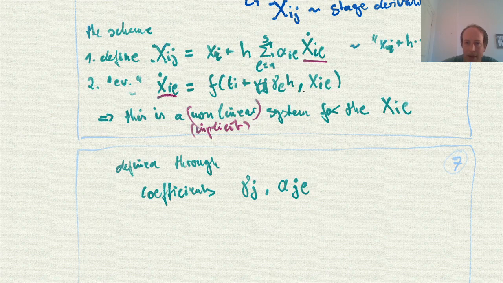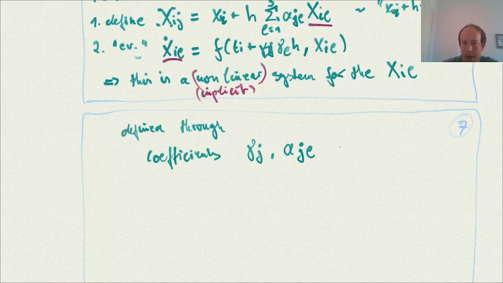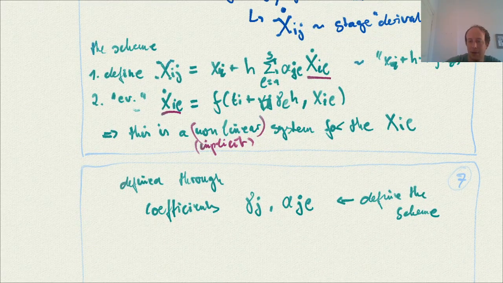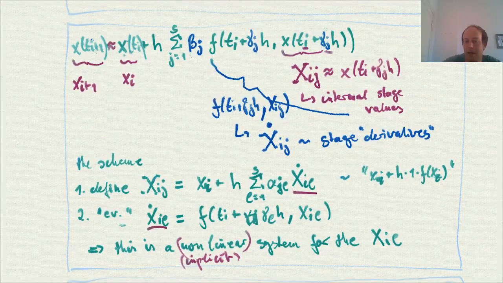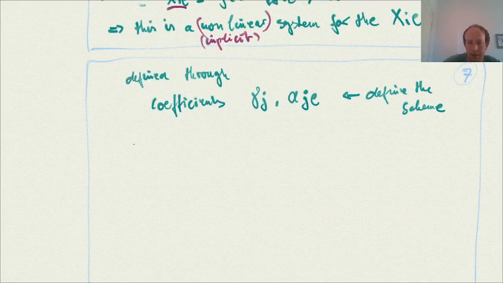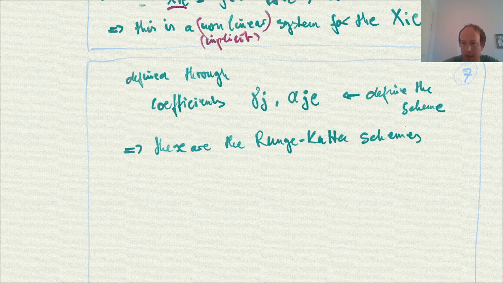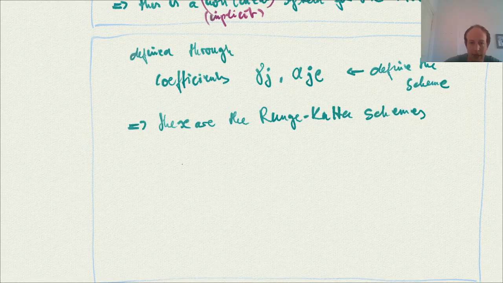Okay, that's also wrong in here: alpha jl, xil, through these alpha jl. And they define the scheme. Depending on how these alpha and the gammas are chosen, we get different schemes, and then of course how good it is in the end. And these are the very famous Runge-Kutta schemes that one likes to write in this form.